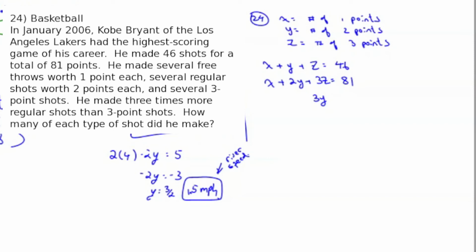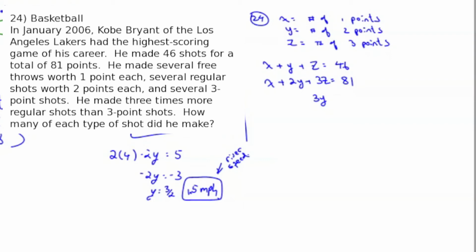All right. What do you know? This is the one that you have to think about. He made three times more regular shots than he did 3-pointers. Okay, so if he made 4 3-point shots, how many regular shots did he make? 12. If he made 7 3-pointers, how many regular shots did he make? 21.